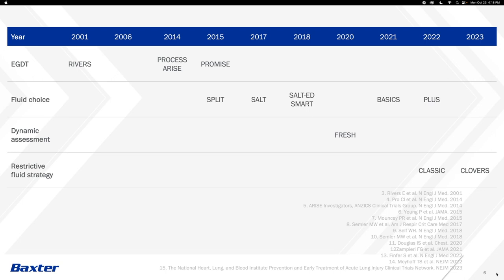So there is this idea now that some fluid is needed, and let's go ahead and dive into CLASSIC and CLOVERS, because with CLASSIC and CLOVERS, they were examining both a fluid restrictive and a fluid liberal strategy, and essentially did not demonstrate any outcome differences. So we're understanding that some fluid is important, and now we're also understanding, because of CLASSIC and CLOVERS, that a one-size-fits-all approach isn't going to work. That's not going to improve mortality. It's not going to improve patient outcomes. So that's one thing to mention there.